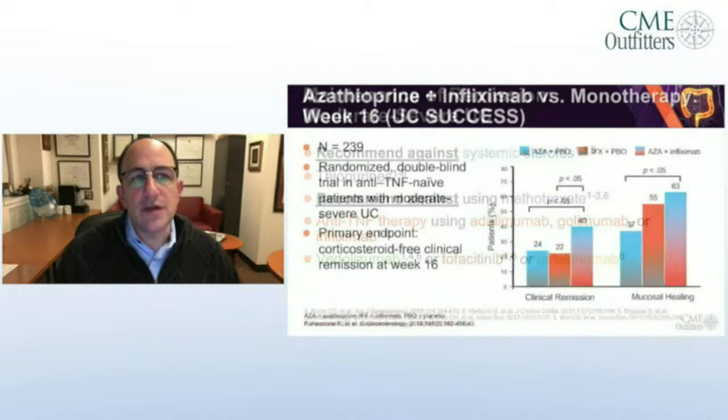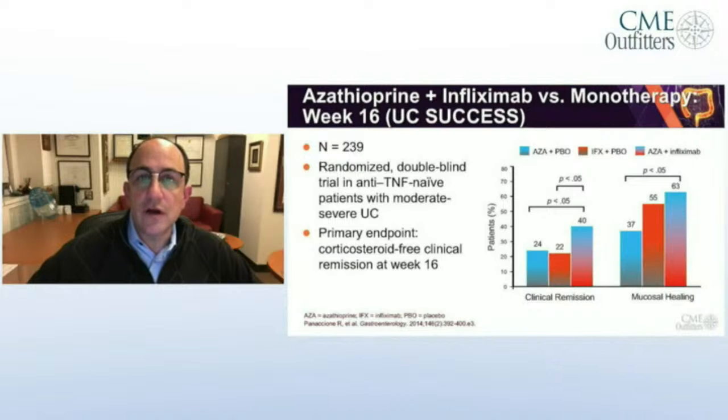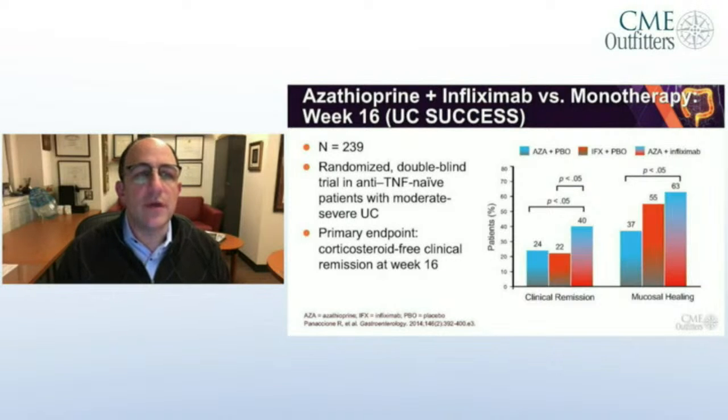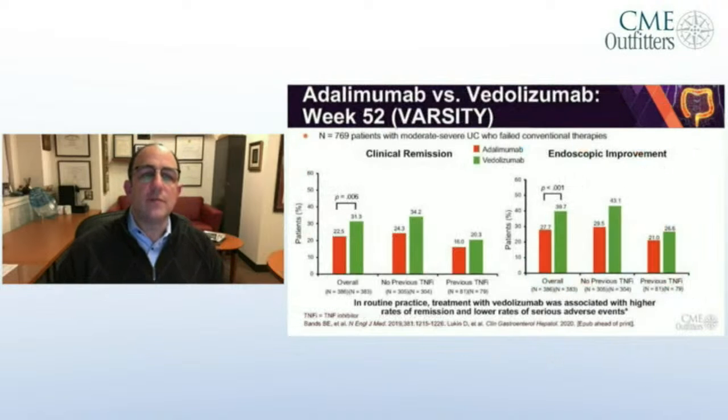So if we move on, I'll just demonstrate to you the comparative effectiveness study called UC Success, in which patients who were naive to thiopurines and naive to anti-TNF were randomized to either drug alone or the two combined, just like what you may remember was the SONIC study in Crohn's. And combination therapy was superior to monotherapy at a week 16 endpoint, and subsequently looking at steroid-free clinical remission, which was quite important there.